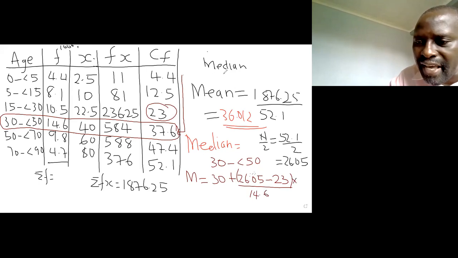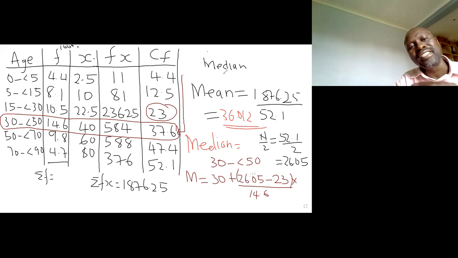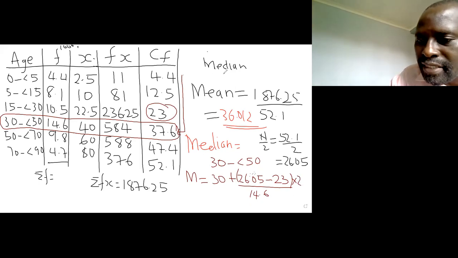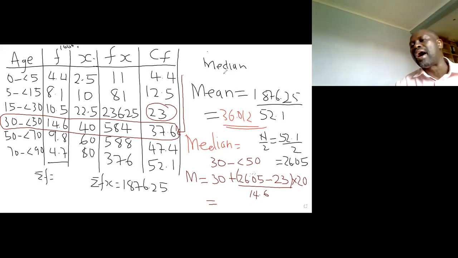And then the class size here, because the classes are different, this is continuous, you basically say 50 minus 30. This is what I've done, 50 minus 30. So this is 20. And then we get our answer for the median.